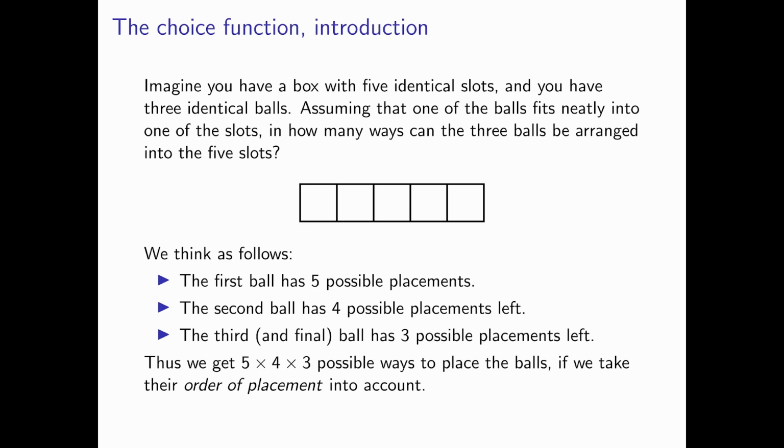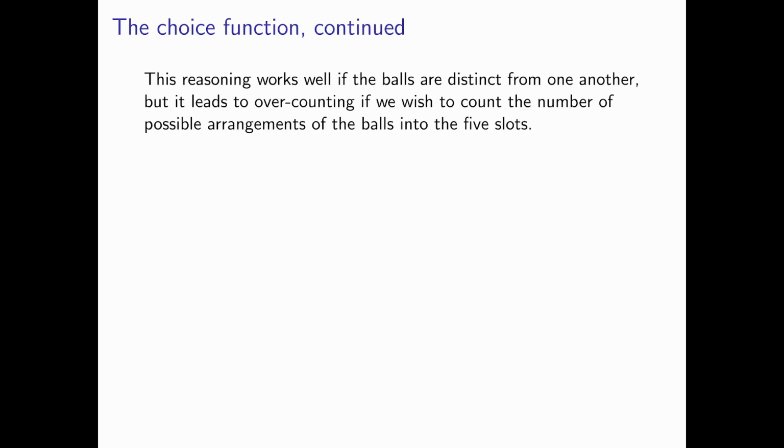But this is actually not what we want. For instance, we want this arrangement to be identical to this arrangement, or this arrangement. It shouldn't matter which ball was placed first and which ball was placed last into the slots. And we need to be a bit careful here. So what we have, 5 times 4 times 3, leads us to overcounting, and we need to adjust for this.